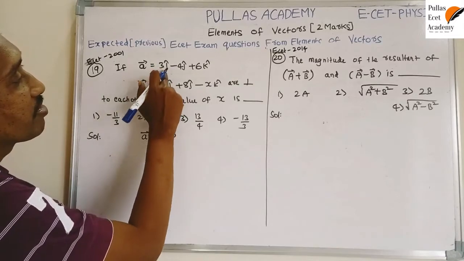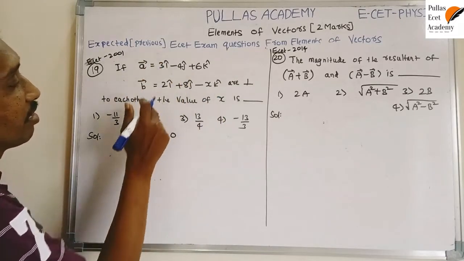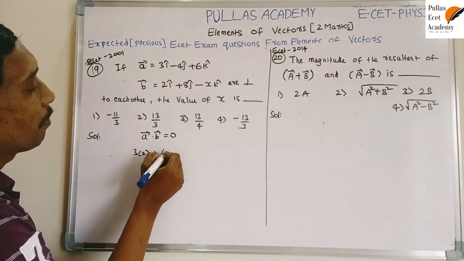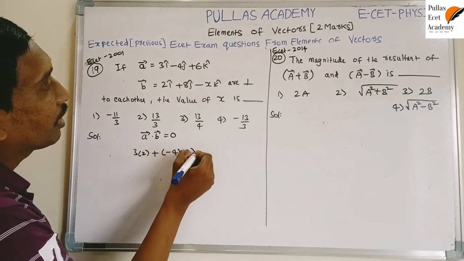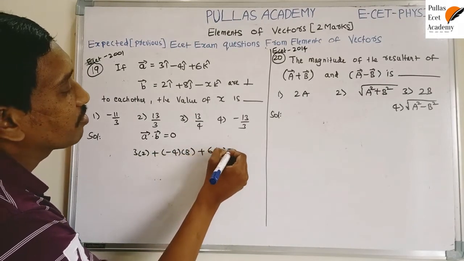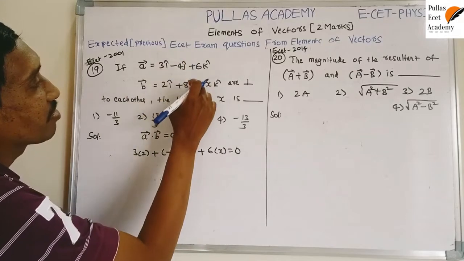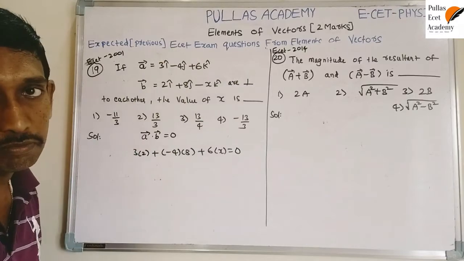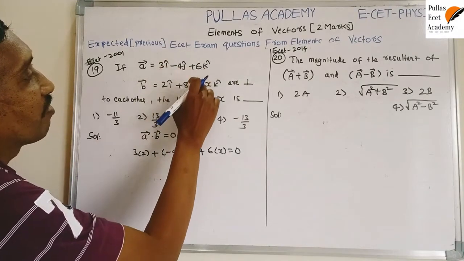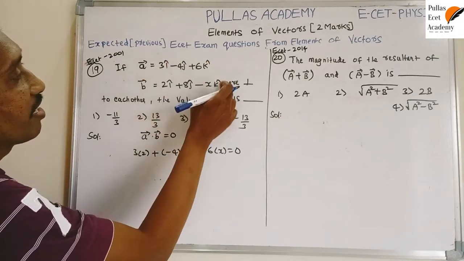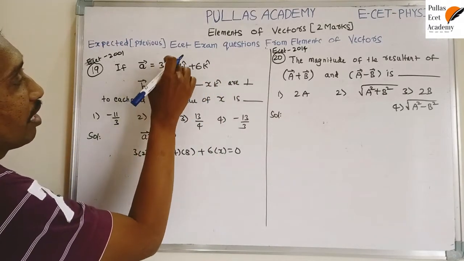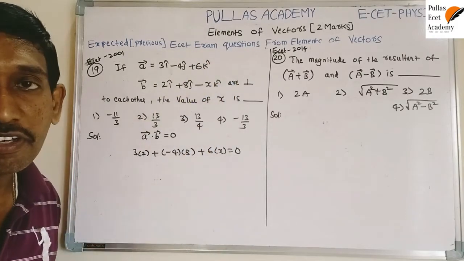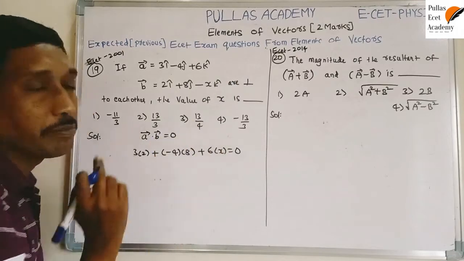What is a bar dot b bar? This is a bar vector, this is b bar vector. The scalar product of these two vectors is 3 into 2 plus minus 4 into 8 plus 6 into minus x is equal to 0. Why? Because these are i dot i, j dot j, k dot k terms. Only we have to take these terms, the remaining terms become 0. Now i dot i is 1, j dot j is 1, k dot k is 1, i dot j is 0, i dot k is 0. That's why take the i dot i, j dot j, k dot k products, and the sum of all these products gives the scalar product, which becomes 0 as given.